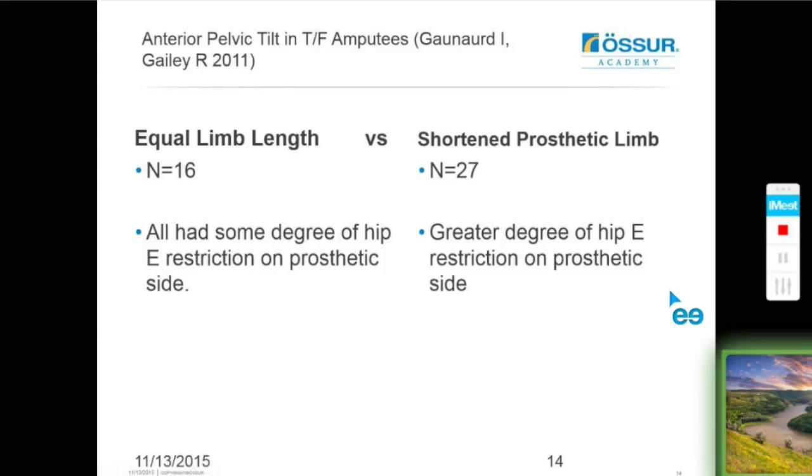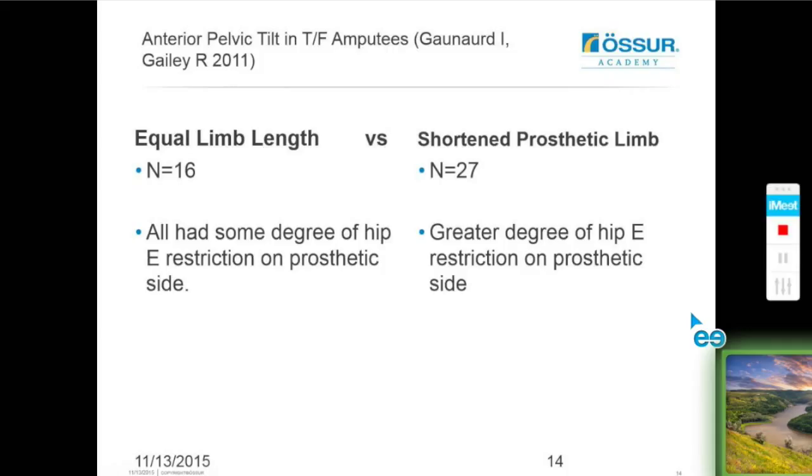Now, this idea was borne out in a study by Ignacio Glenard and Robert Gailey in 2011, where they looked at 43 transfemoral amputees, and they were looking for equal limb length versus a shortened prosthetic limb length. They found that although all of their transfemoral amputees had some degree of hip extension on the prosthetic side, those who had a shortened prosthetic limb had a greater degree of hip extension restriction on the prosthetic side. So we can gain from this that problems with extending that hip and having fixed flexion on the prosthetic side is going to lead to those gait problems and problems with clearing the prosthetic limb during swing, leading to the client wanting a shortened prosthetic limb.